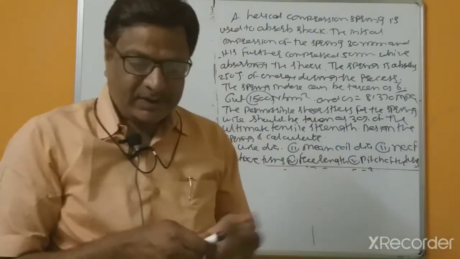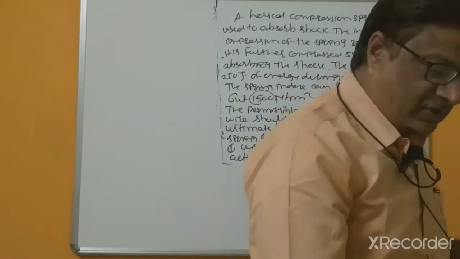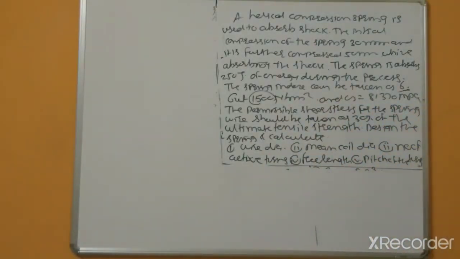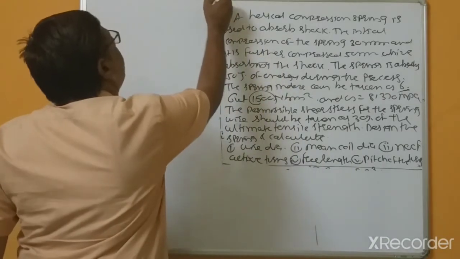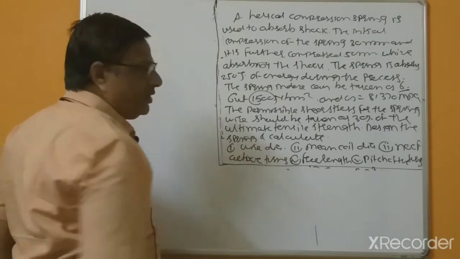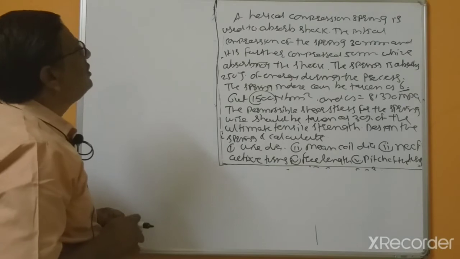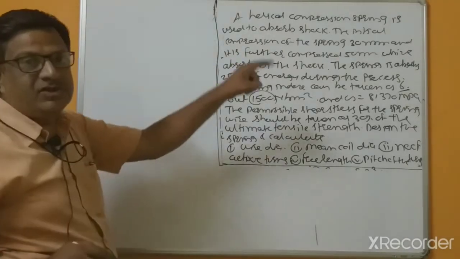Good morning, friends. In the last lectures, due to unfortunately my problems related with the video shootings, I already explained, but this is not shooted, or this is not captured in camera. That's why again I am repeating these problems. A helical compression spring is used to absorb shock. The initial compression above the spring is 30 mm.